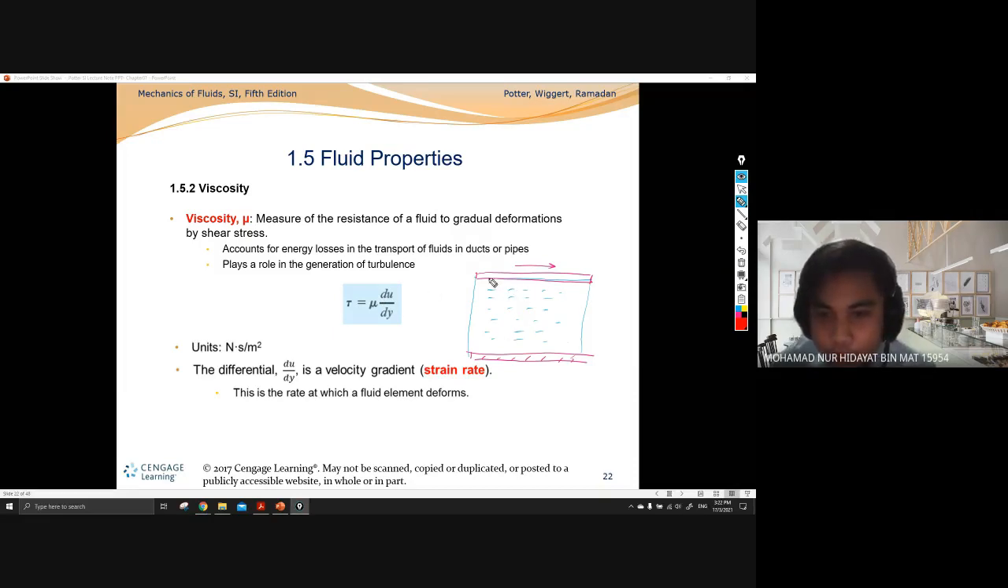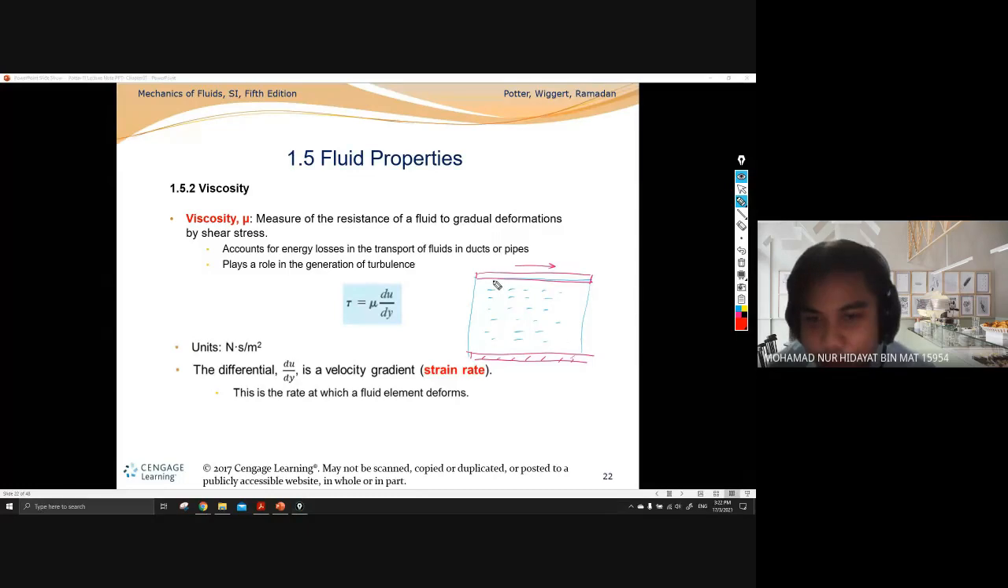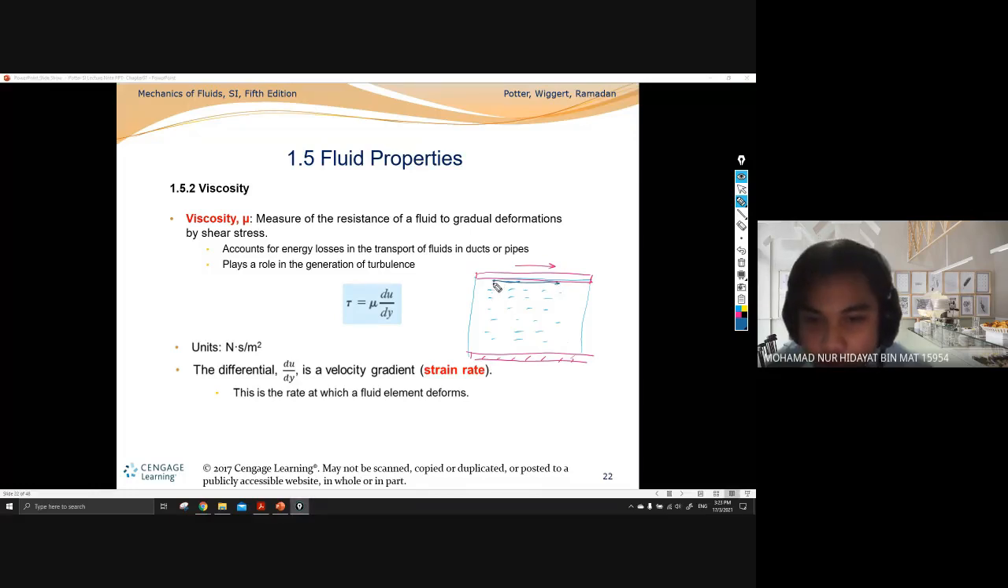So when this plate moves to the right, the water will follow. Let's say this is a water molecule. This water molecule will follow because of dragging. The water molecule below this molecule will follow as well, and below this one will follow this one.